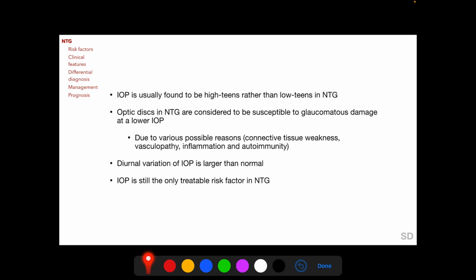Like primary open-angle glaucoma, in normal tension glaucoma, diurnal variation of intraocular pressure is larger than in normal individuals. And even though IOP is in the so-called normal range in normal tension glaucoma, IOP is still the only treatable risk factor in normal tension glaucoma.